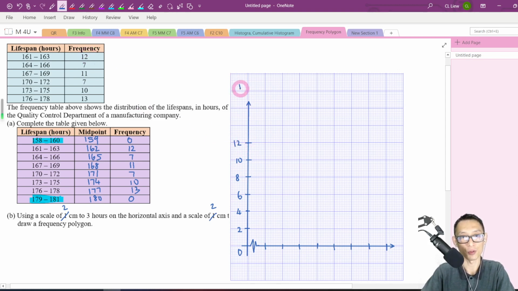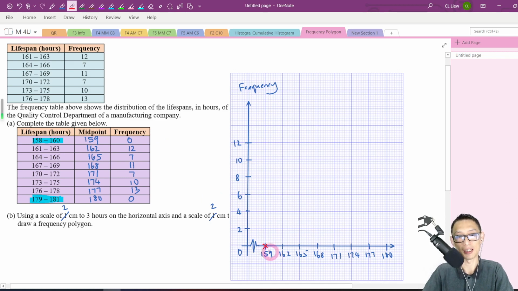Okay, this is frequency. I forgot just now when I drew the histogram, did I put a 0 here? If I forgot, you remember to put a 0 when you draw the graph. Now this is 159, 162, 165, 168, 171, 174, 177, and 180. For a frequency polygon, always start here at 0 and end with 0 as well, so that we have a closed shape. A polygon is a closed shape formed by all straight lines.